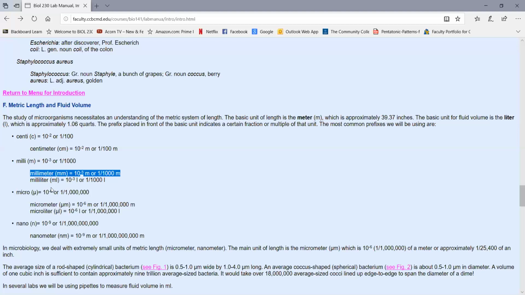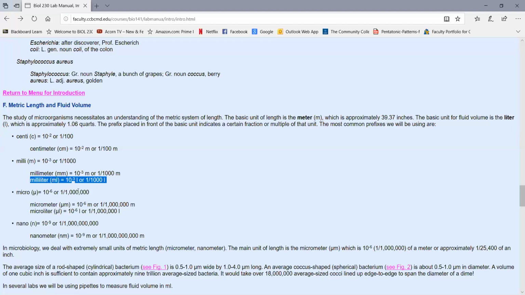And the fluid volume we'll be using is milliliter. That's 1/1000th of a liter. So again, milli means 1/1000th, so a millimeter would be 1/1000th of a meter, a milliliter would be 1/1000th of a liter, a milligram would be 1/1000th of a gram. But these two units are huge compared to microorganisms.